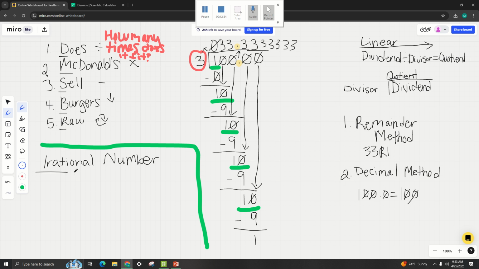So irrational number. That just means it keeps repeating the same pattern. It's not always going to be the same number repeating over again. You might realize it's going to repeat 2, 7, 2, 7, 2, 7 for infinity. So it keeps repeating the same pattern forever.